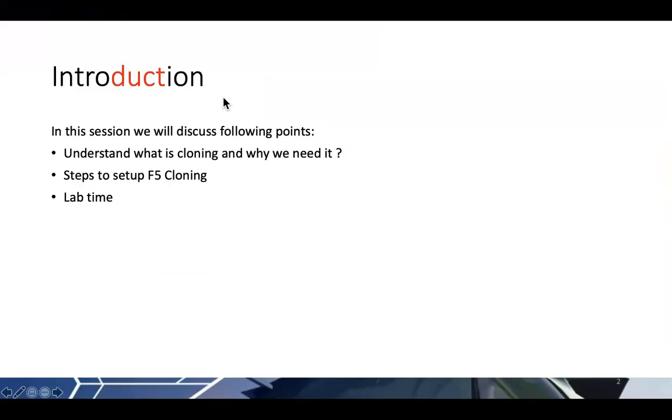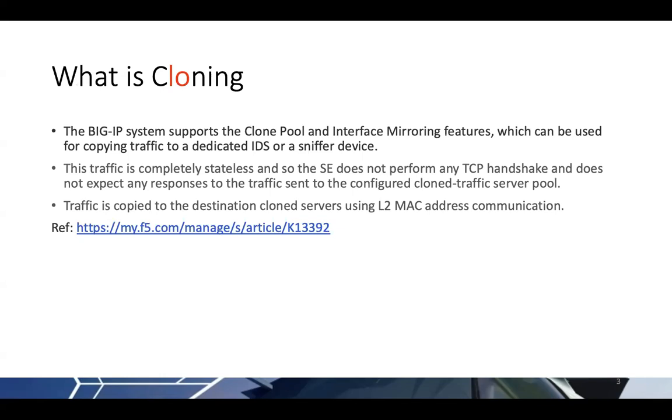Well, as I mentioned, we're going to discuss what cloning is and why we need it, simple steps on how to configure F5 cloning, and some lab exercise. F5 BIG-IP supports cloning. The cloning can happen either directly on the pool members, or we can configure interface-based cloning as well. That is, that entire interface traffic is directly sent to a monitoring device like an IDS or an IPS, or we can do it on a pool basis as well.